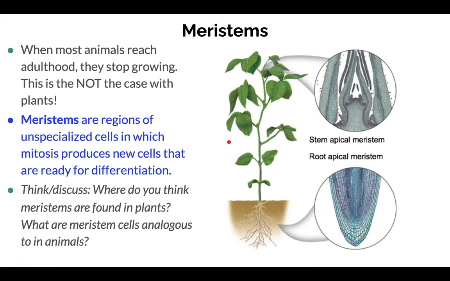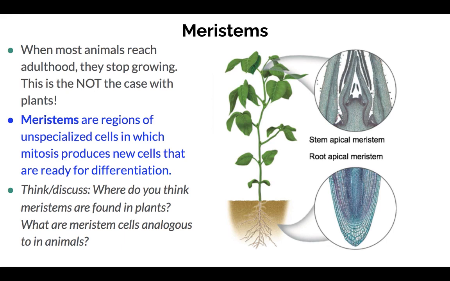Meristems. So when most animals reach adulthood, they stop growing. That is not the case with plants. Meristems are regions of unspecialized cells in which mitosis produces new cells that are ready for differentiation. So unspecialized cells mean that they do not have a specific assignment yet, right? So whenever our cells are differentiating, they start off just general, and then the DNA codes for this cell is going to be in the heart, this cell is going to be a blood cell, right? And then they have a specific job.